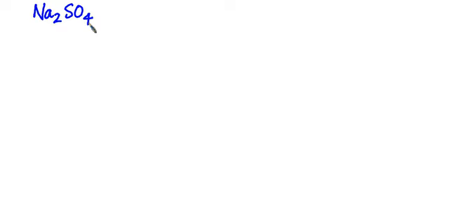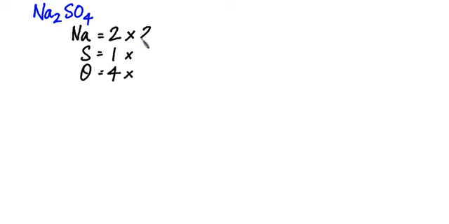When we're trying to figure out the molar mass of sodium sulfate, we have to start counting formula units, and remember how that's done. You see that there are 2 formula units of sodium. There's 1 formula unit of sulfur, and there are 4 formula units of oxygen. And remember that you multiply each of the formula units by their individual molar mass. Sodium has a molar mass of 23 grams per mole. Sulfur is 32 grams per mole, and oxygen is 16 grams per mole.